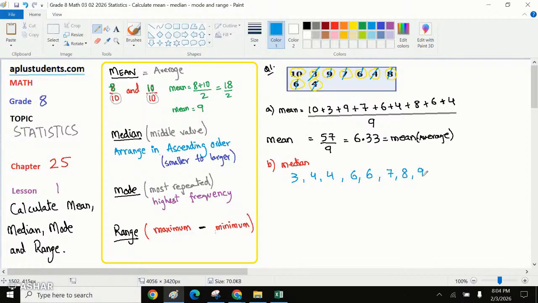Then we have a 9. Then we have a 10. Agreed? So what we do is, once we have arranged these numbers, let's count them: 1, 2, 3, 4, 5, 6, 7, 8, and 9 numbers.